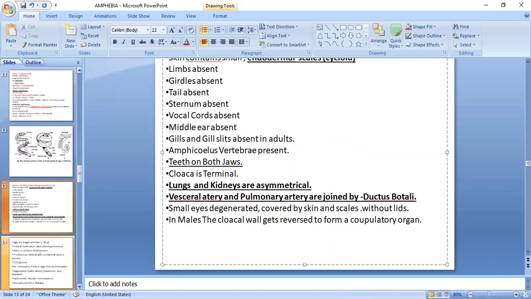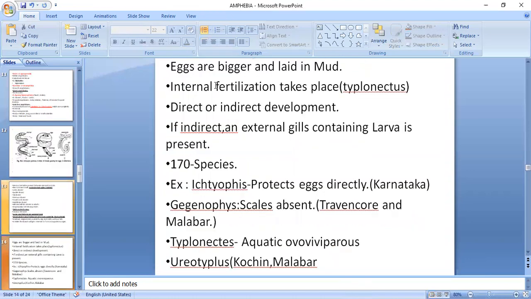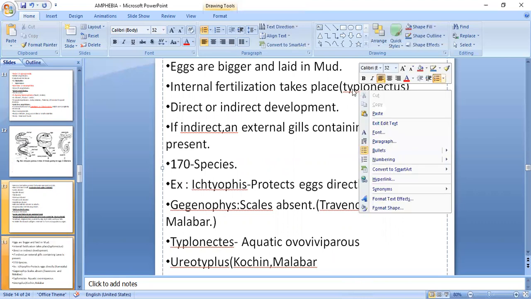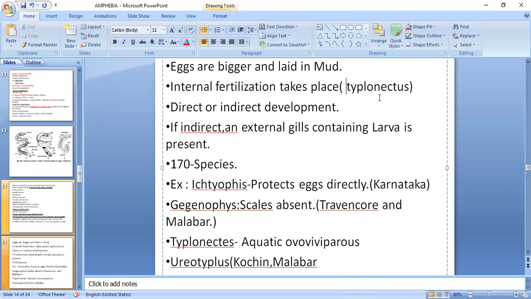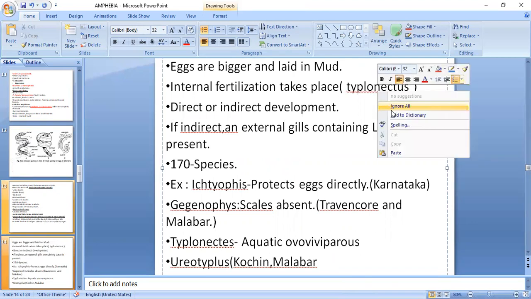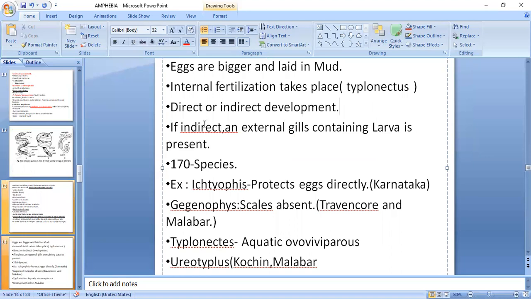Then let's go to the next slide. Eggs are bigger and are laid in mud. So internal fertilization takes place, particularly in the animal called Typhlonectes. In this, the copulatory organ is formed temporarily during copulation, and that helps internal fertilization. And direct or indirect development. If indirect, a larva containing external gills is present.